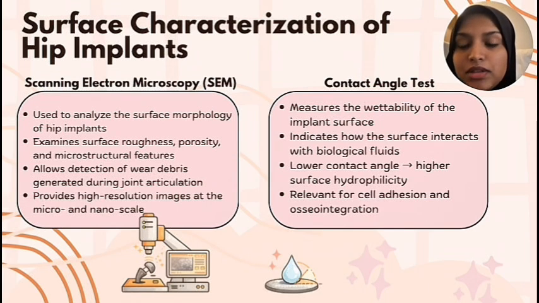And the contact angle test is also really important because the test measures how liquid droplets spread onto the implant surface. This tells us about surface wettability. A lower contact angle means the surface is more hydrophilic, which is better for cell attachment, protein absorption, and osseointegration, which is the bonding between bone and implant. So SEM tells us what the surface looks like, while the contact angle test tells us how the surface behaves when it comes in contact with biological fluids.